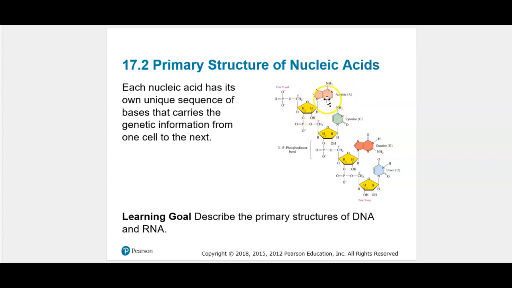Remember, I mentioned that the primes refer to the sugars, and we're not really talking too much about the numbering system of the bases, so we won't worry too much about that. So you know where the prime comes from.